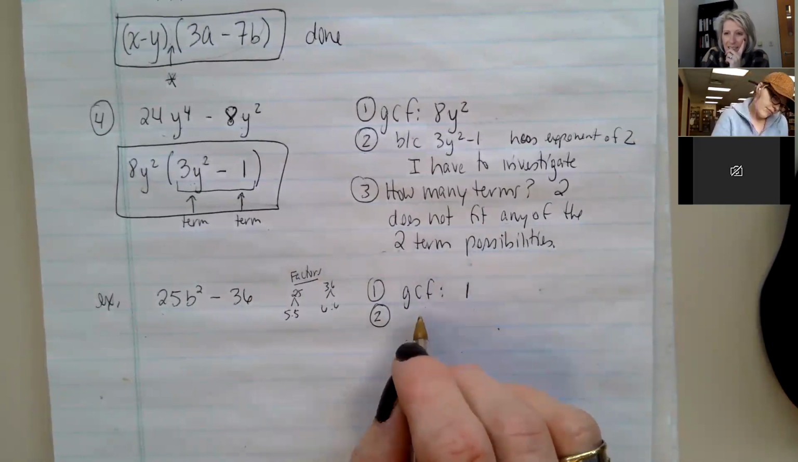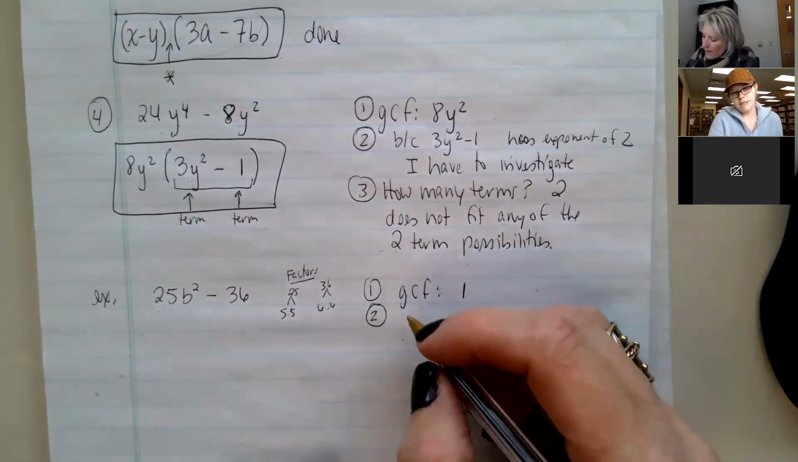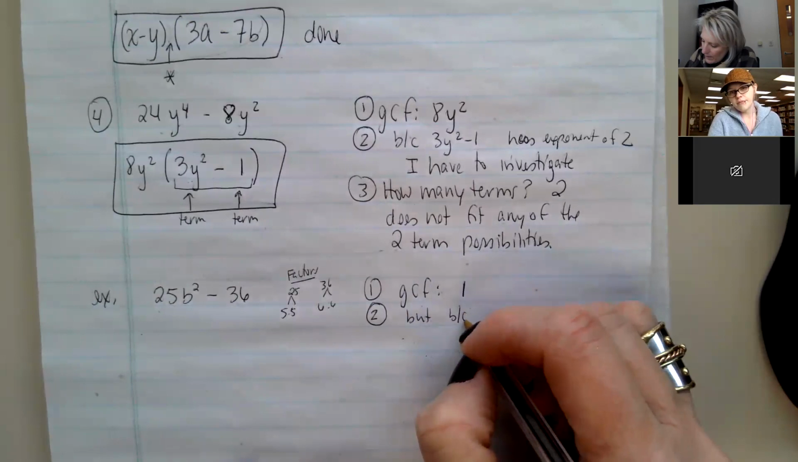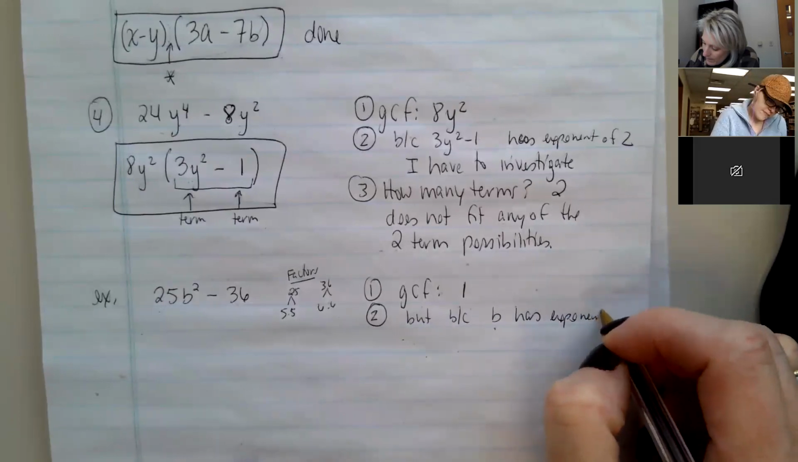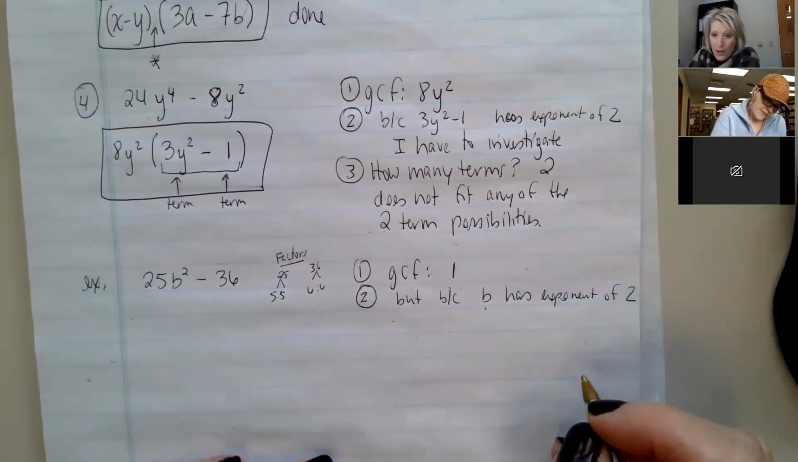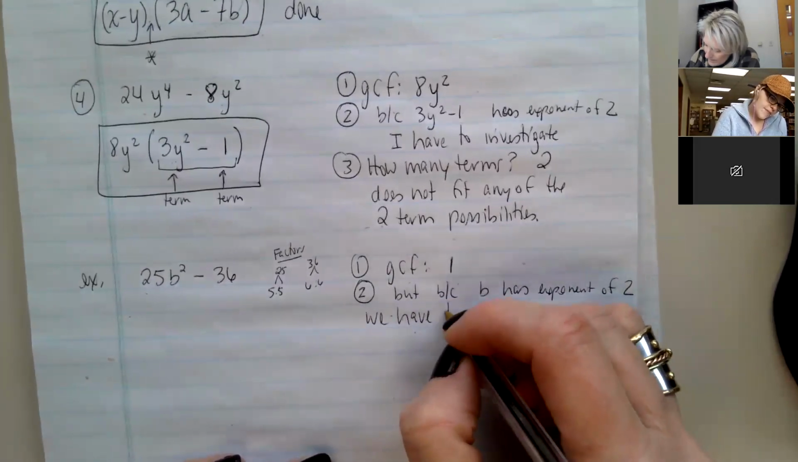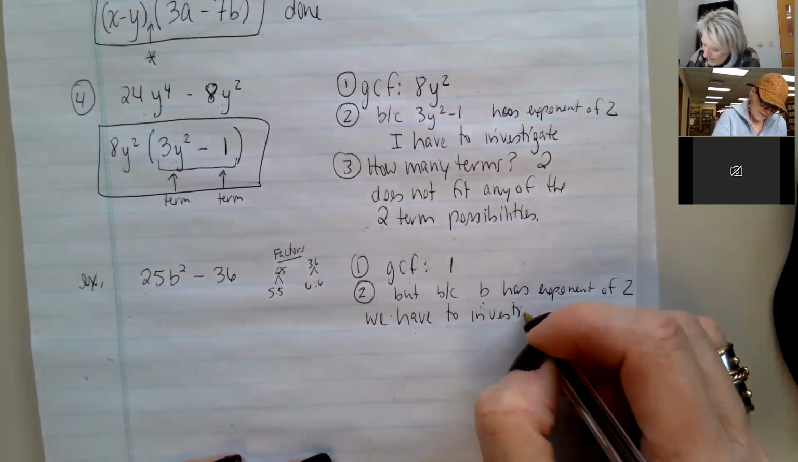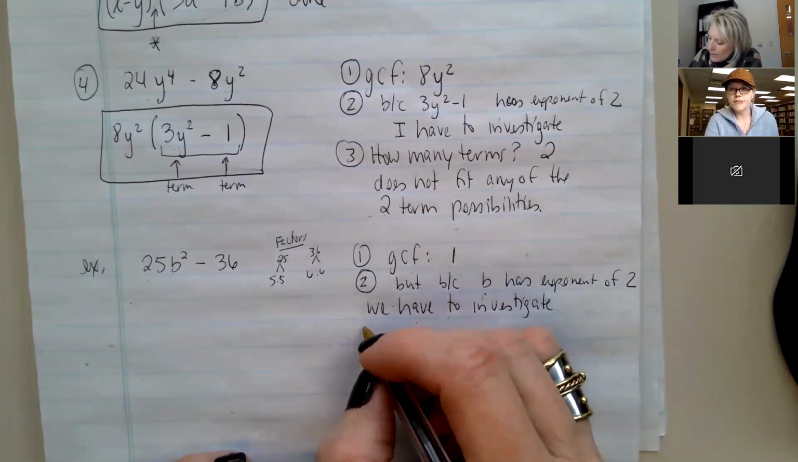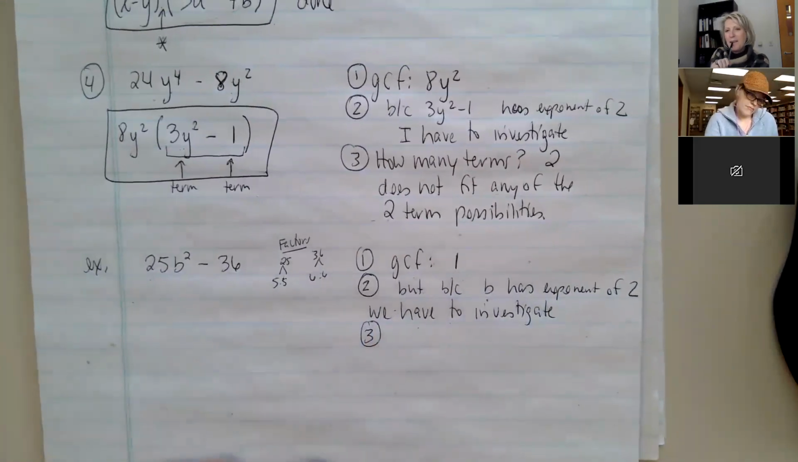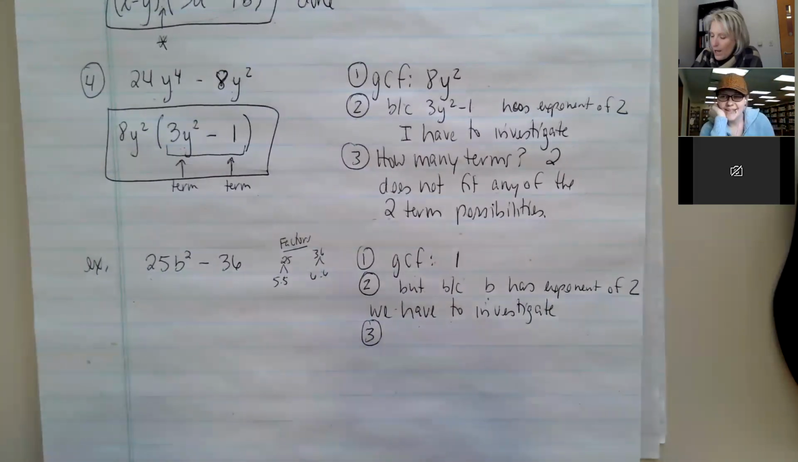So my next question is, okay, so there's no greatest common factor. But then I'm like, but because b has an exponent of 2, we have to investigate. Okay, so we're going to investigate. So can anybody guess what my question is going to be? I keep asking. How many terms? How many terms? Good job. So how many terms do we have?